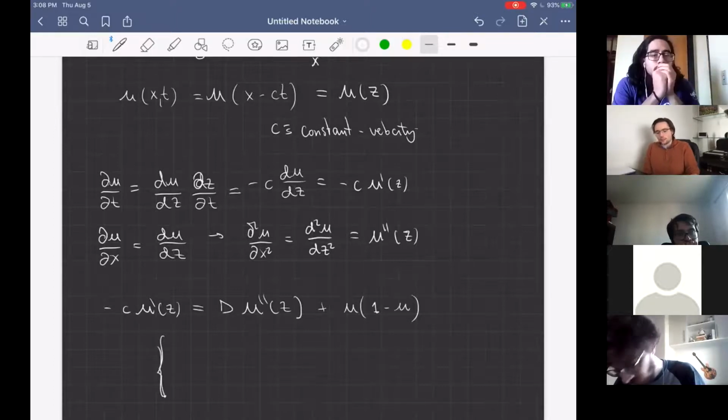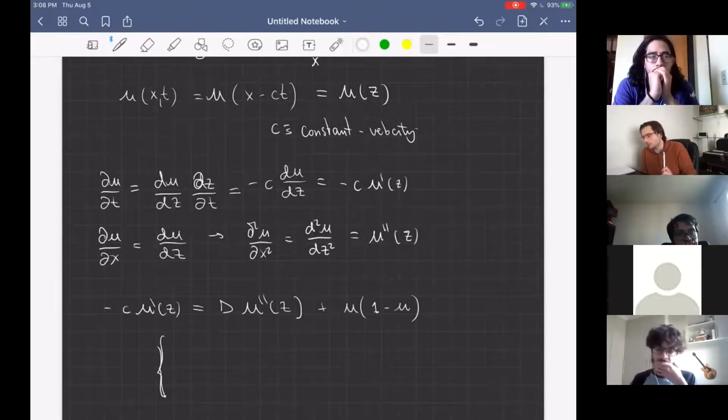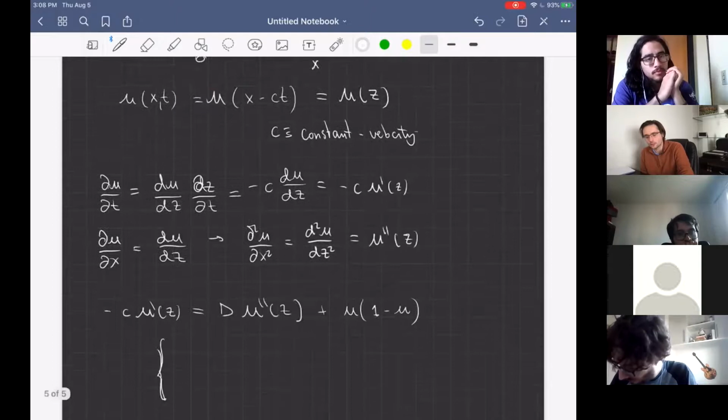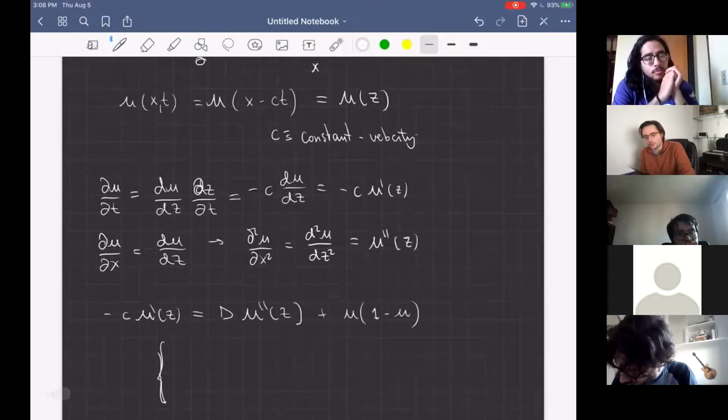So this is a second order ordinary differential equation. This is what I gained by doing this change of variables, but I need boundary conditions, right? Because if not, I cannot integrate it. So what are the boundary conditions that you think I should be using? I'm going to give you a hint.